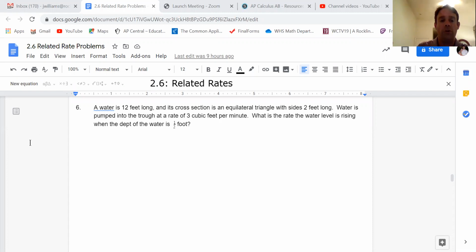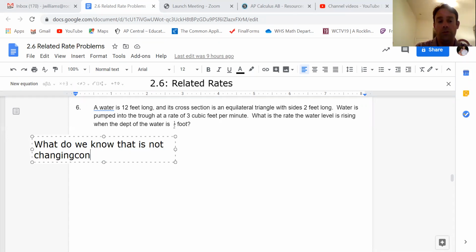So just as a quick reminder, we remember how we said there's 2 different things we're always asking ourselves. First thing is, what do we know that is not changing? Or in other words, what is constant? We're always looking for that. What's not changing? What's a constant value or a constant rate?